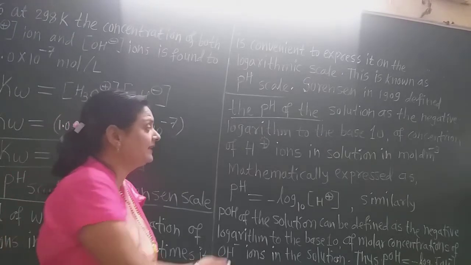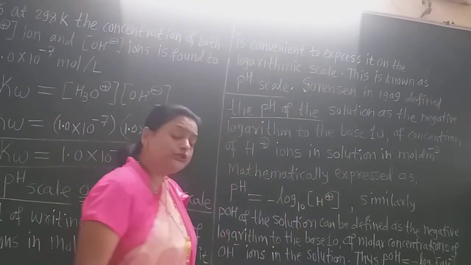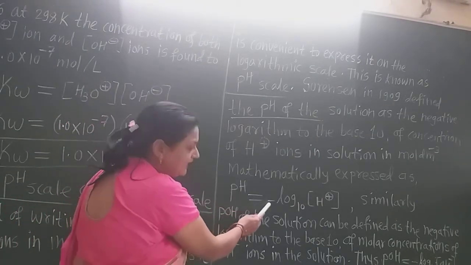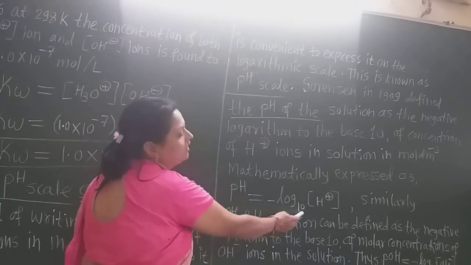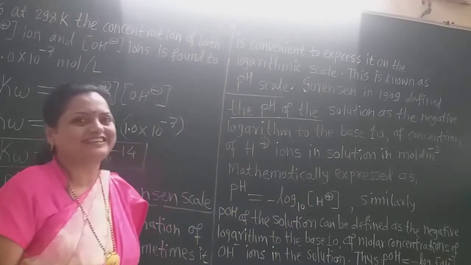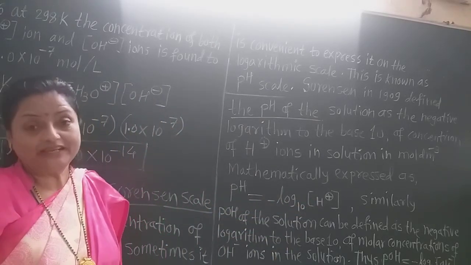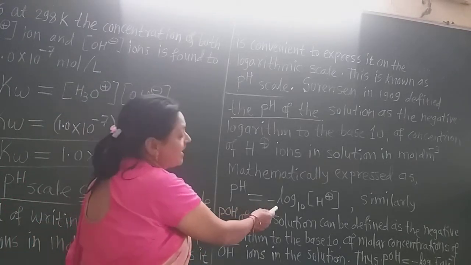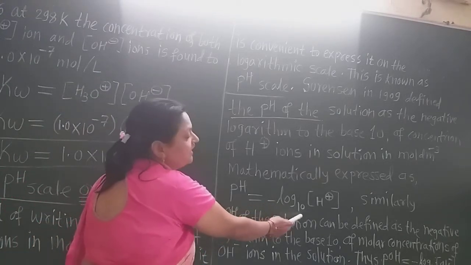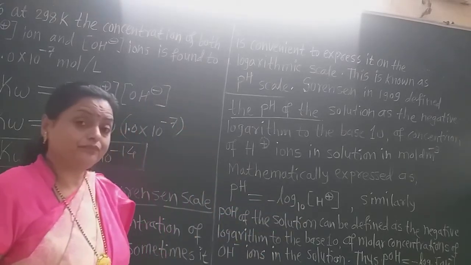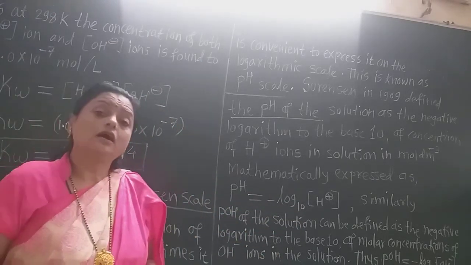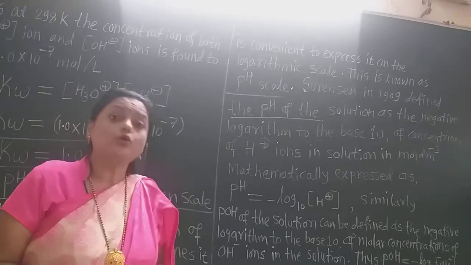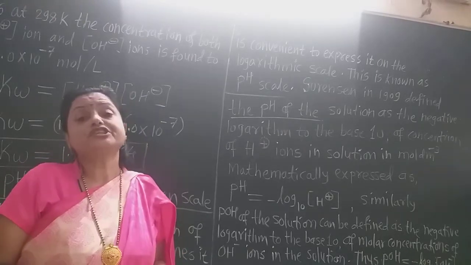And how is the pH expressed mathematically? pH is equal to negative logarithm to the base 10 of H plus ion concentration. In this way we mathematically express the pH as pH is equal to minus log to the base 10 of H plus ion concentration.